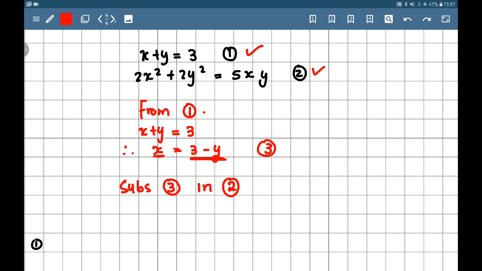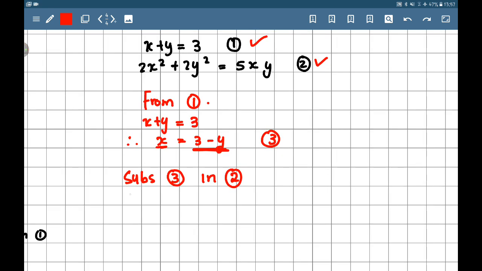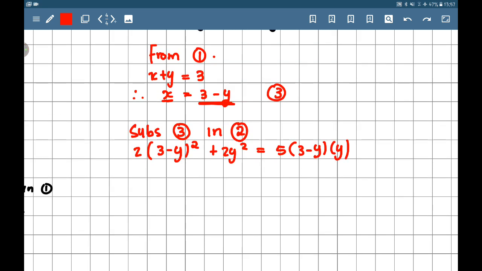Are you following? Yes. Which is going to be 2 into 3 minus y squared plus 2y squared is equal to 5 into 3 minus y into y. So from here, we are now going to get 2 into 9 minus 6y plus y squared. You will figure that one out, okay?